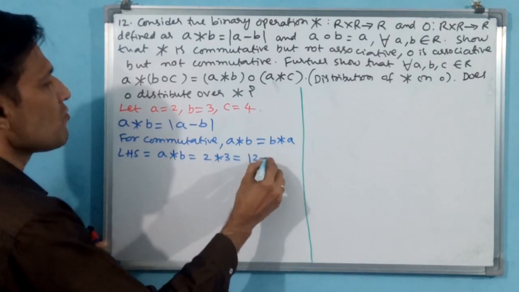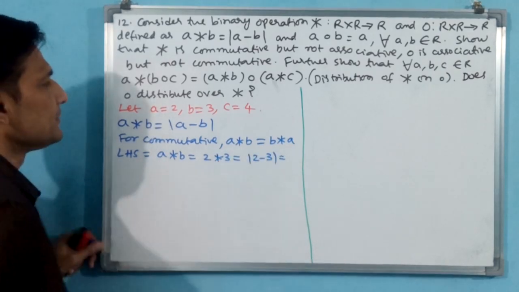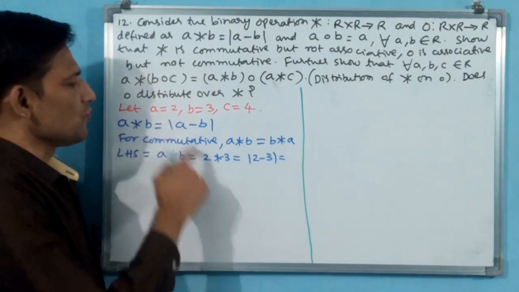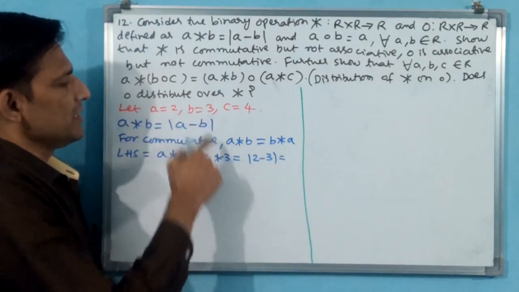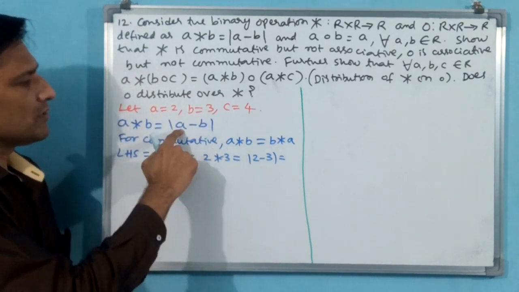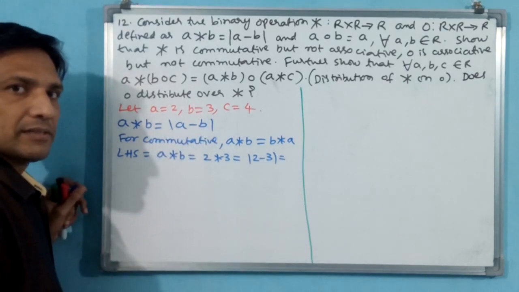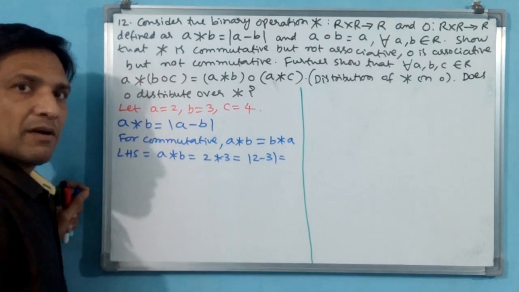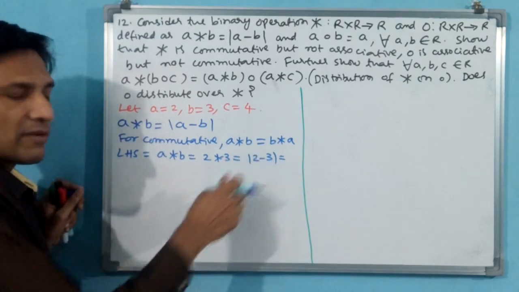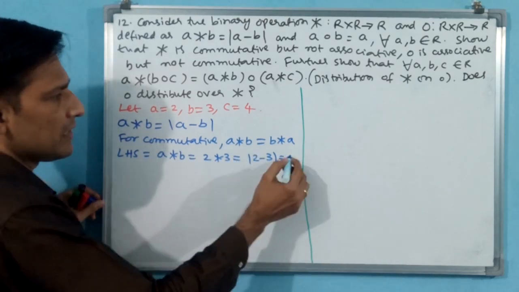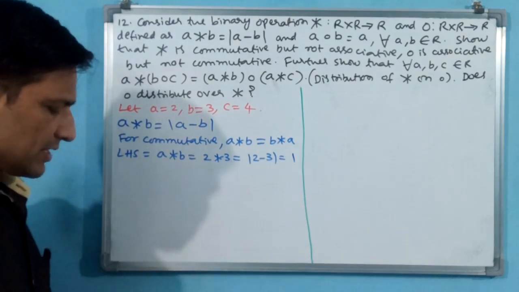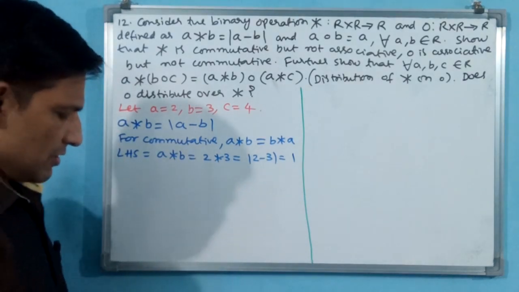That is equal to modulus of 2 minus 3. Why? Because A is 2, B is 3. 2 star 3 means modulus of A minus B. 2 minus 3. What will come here? 2 minus 3 is minus 1. Modulus of minus 1 means 1 only. That's all. 1 will come. Okay. Directly I have written. Now you take another one.